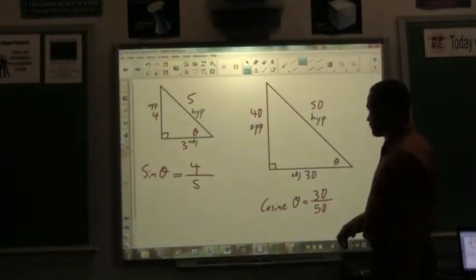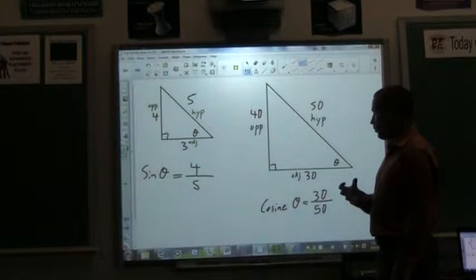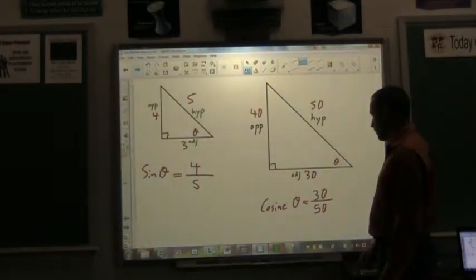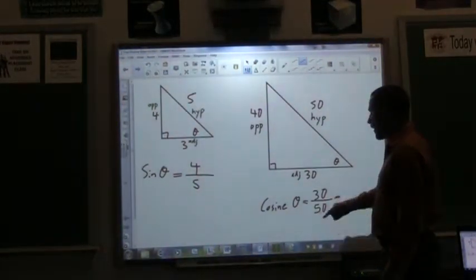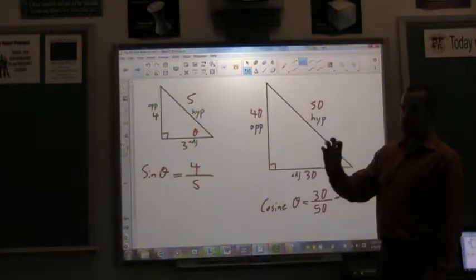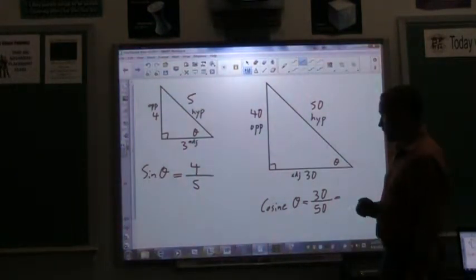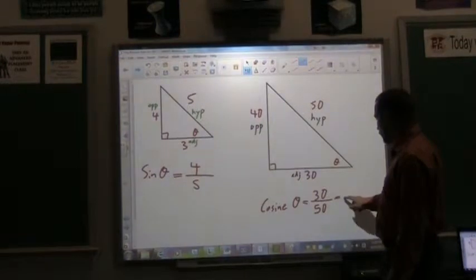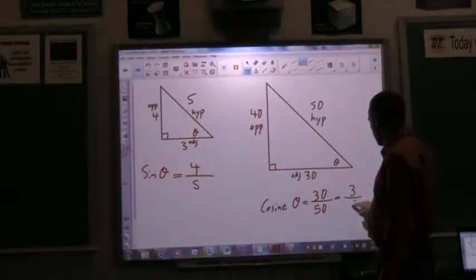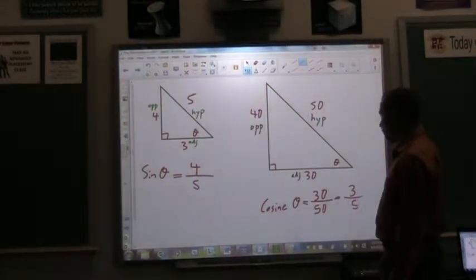Now, technically that is correct, but you wouldn't find that answer in the back of the textbook. The reason is that fraction can be reduced, and you should reduce any fractions if you can. So the top and the bottom are both divisible by 10, so that leaves you with the cosine ratio of 3 over 5.